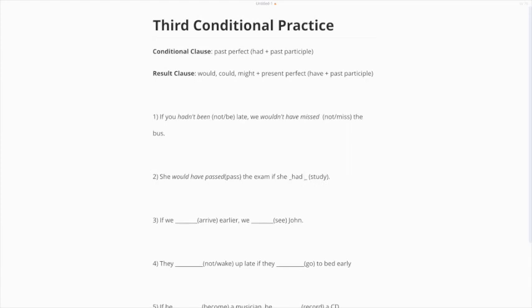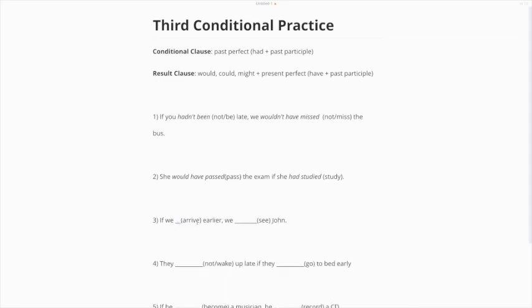If she had. And now the past participle of study. Again, we have a regular verb, so the past participle is going to be studied. She would have passed the exam if she had studied. Pretty simple. And there we have sentence number 2. Now let's do sentence number 3.